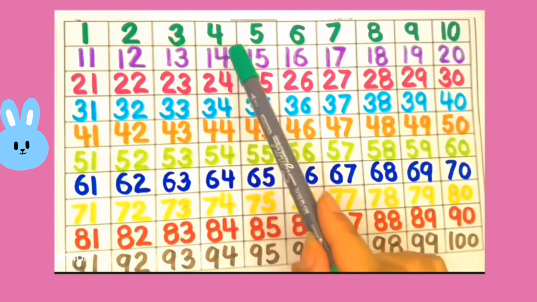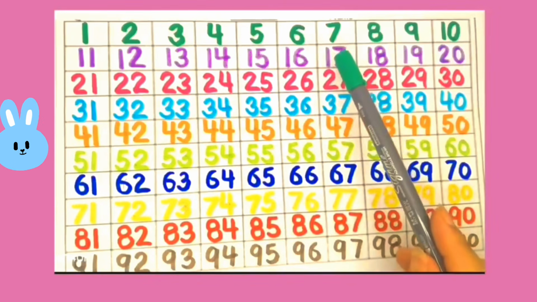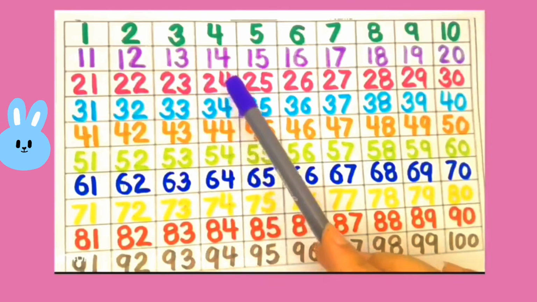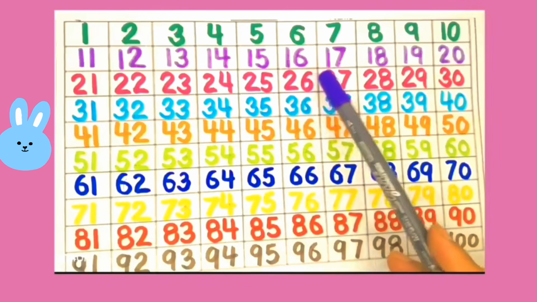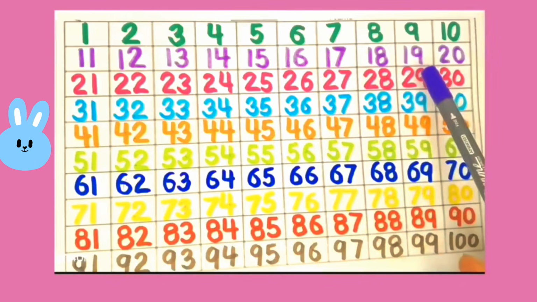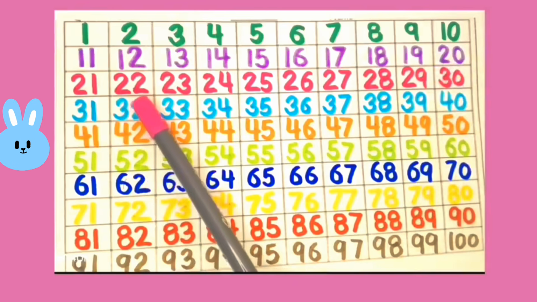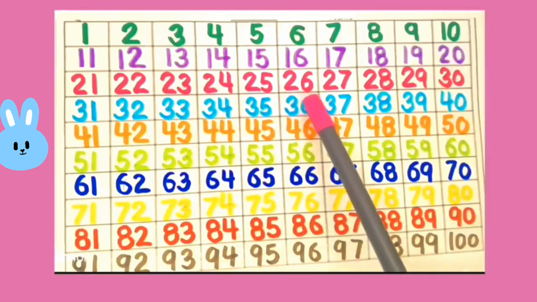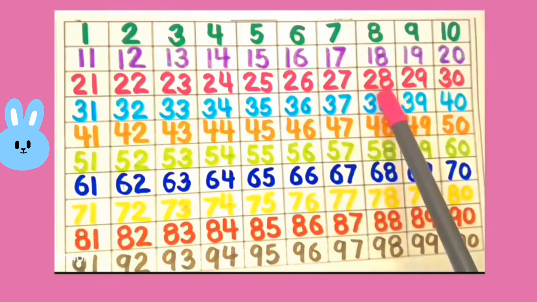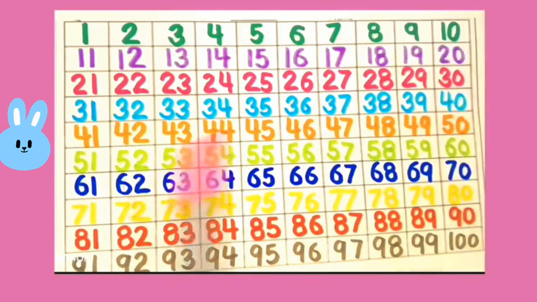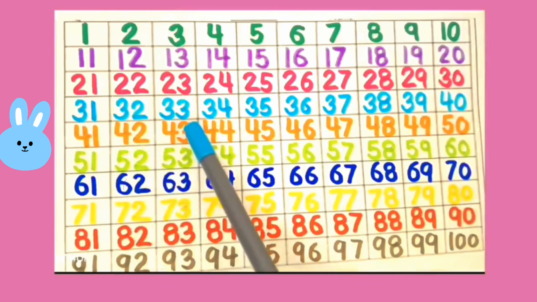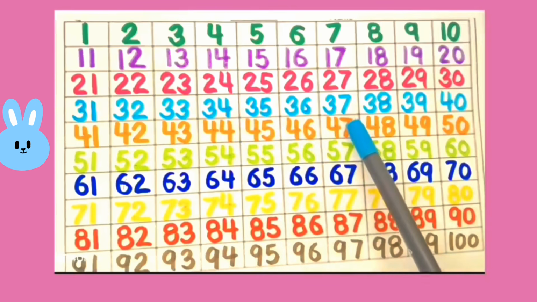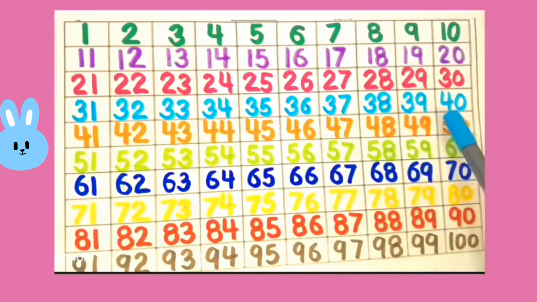Now count with me: 1, 2, 3, 4, 5, 6, 7, 8, 9, 10, 11, 12, 13, 14, 15, 16, 17, 18, 19, 20, 21, 22, 23, 24, 25, 26, 27, 28, 29, 30, 31, 32, 33, 34, 35, 36, 37, 38, 39, 40.